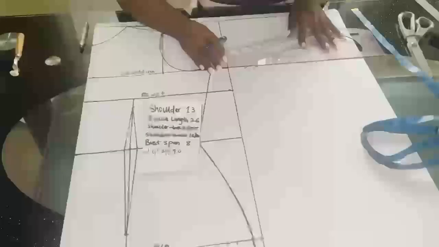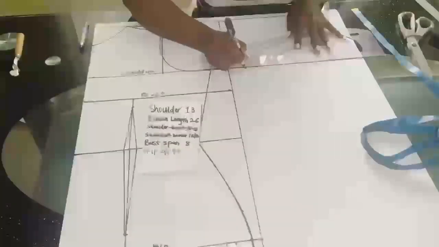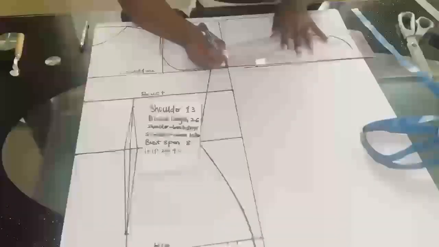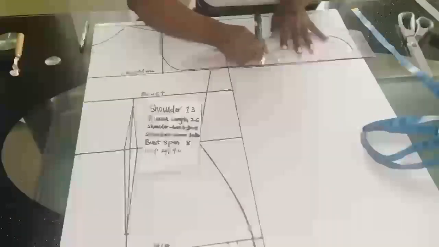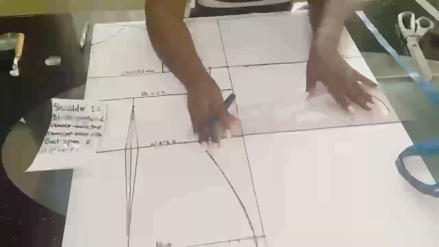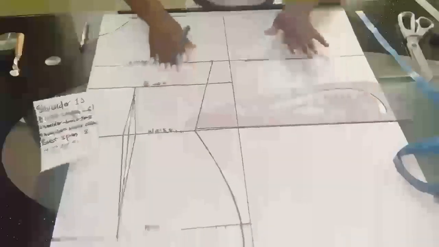And I'll roll that out. So for your back, all you need is your chest line. Sorry, this is the chest line. All we need is the chest line, the waist, and the hips. Okay, so that is all we need for our back.